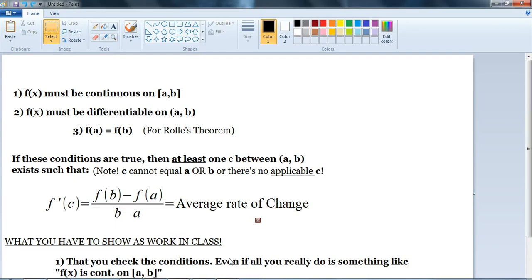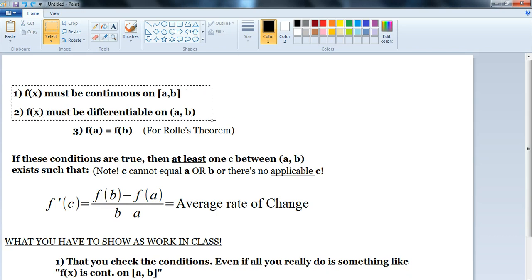So what you should have basically gotten from this lesson is the mean value theorem, and the special case of Rolle's theorem. All you really have to remember is that these two first conditions apply for the mean value theorem, or the average value theorem, and the third condition, that is Rolle's theorem.